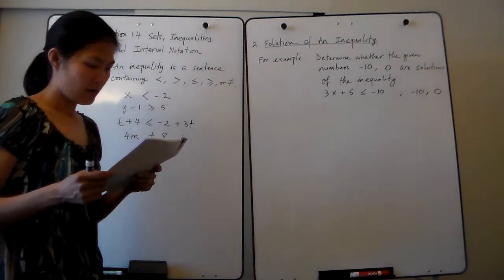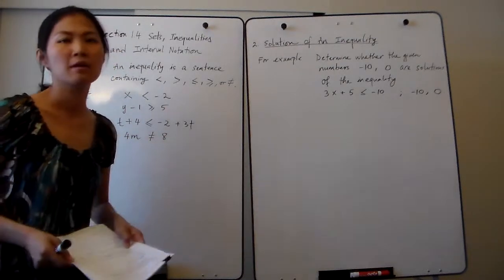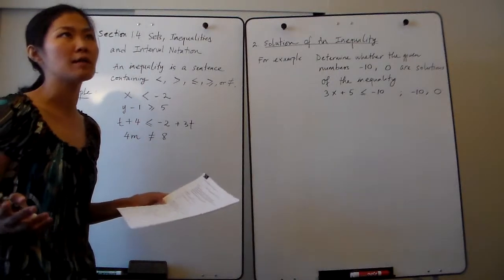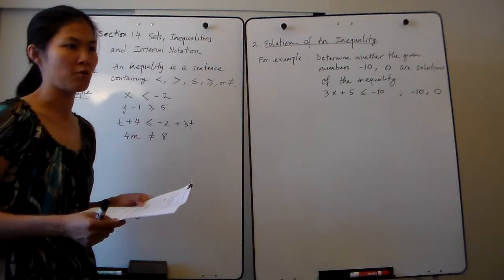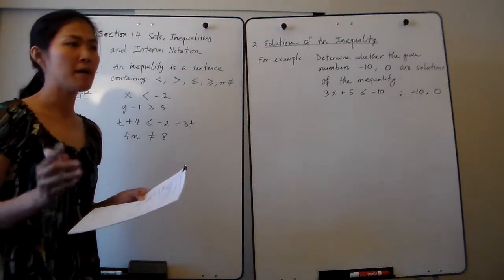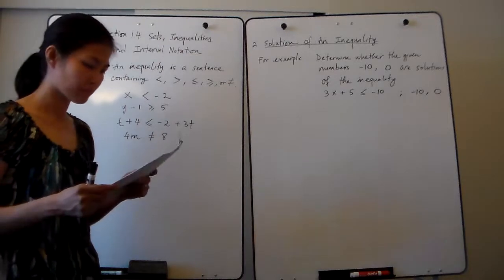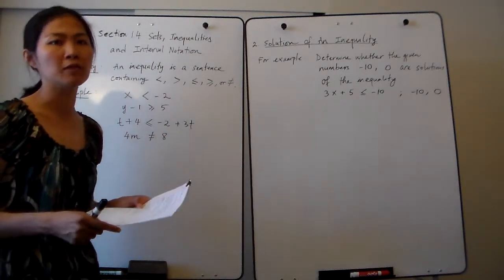Next, the set of all solutions is called the solution set. It means an inequality can have more than one answer. So if it is the case that it has more than one answer, make sure you find all solutions. And all solutions combined we call the solution set.